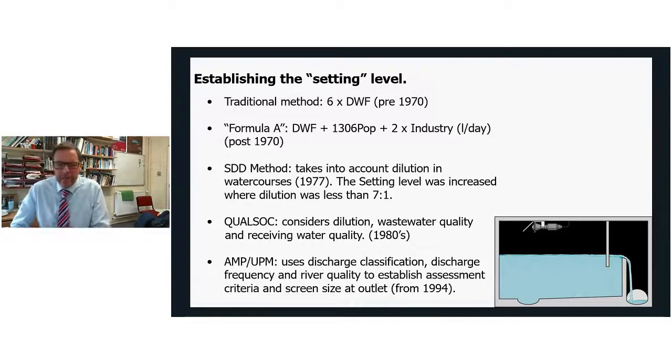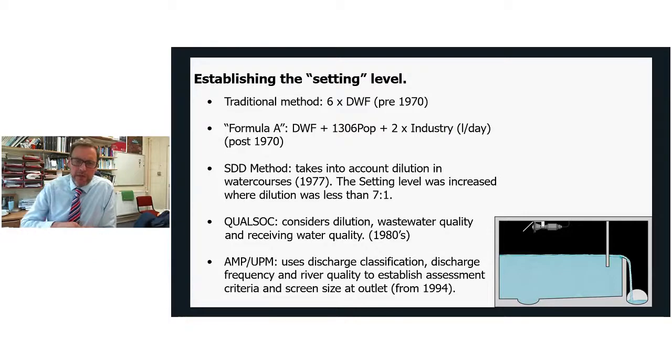So that's a little bit about how CSOs work. Of course, the important thing is to think about how we set the setting level, because obviously the higher you set the setting level, the more the watercourse is protected because you've got less fuel spills. So, as I was saying earlier, this has changed over time.